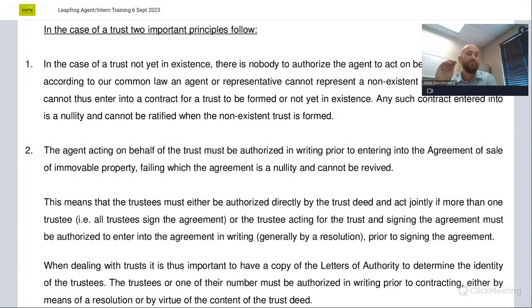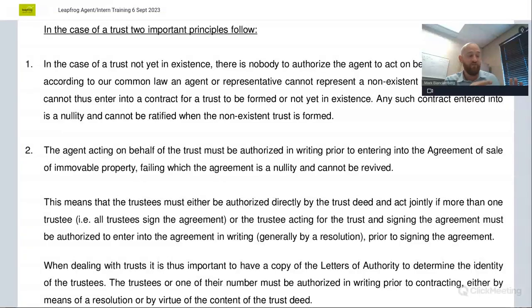And guys, that is without a doubt the most common mistake that is made in the real estate field: people taking agreements of sale or offers to purchase from people on behalf of a trust, and there is no resolution in place. That agreement is not going to be binding. Even if you do get the resolution done later, you're going to need to redo the agreement at that point. So it's absolutely critical, guys, when you're dealing with the trust, that you get a resolution from the trustees early in the process.